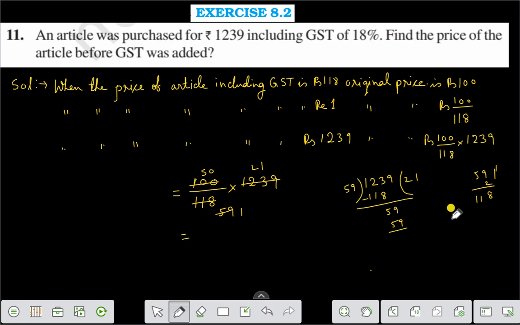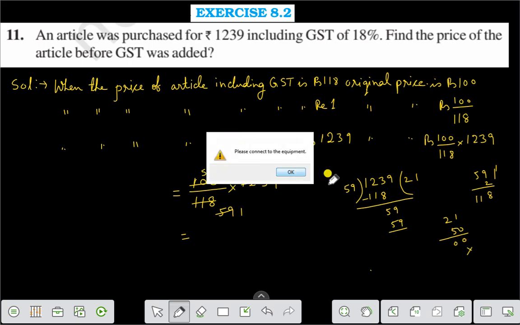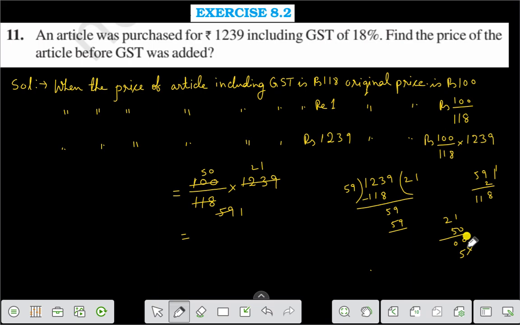If we multiply 50 with 21, 50 into 21, then we are getting 1050. That is 1050 rupees.